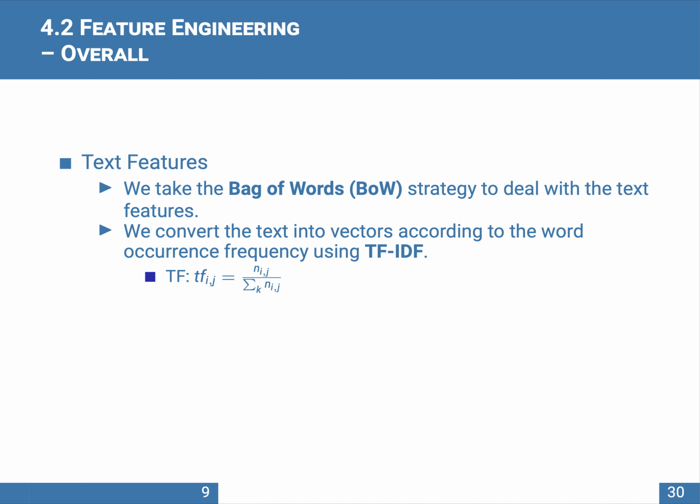So what is TF? TF represents term frequency, which is the number of times a word appears in a document divided by the total number of words in the document. And then IDF, inverse document frequency, which determines the weight of rare words across all documents. And then TF-IDF is calculated by the multiplication of TF and IDF. TF-IDF reflects the importance of a word within a comment.